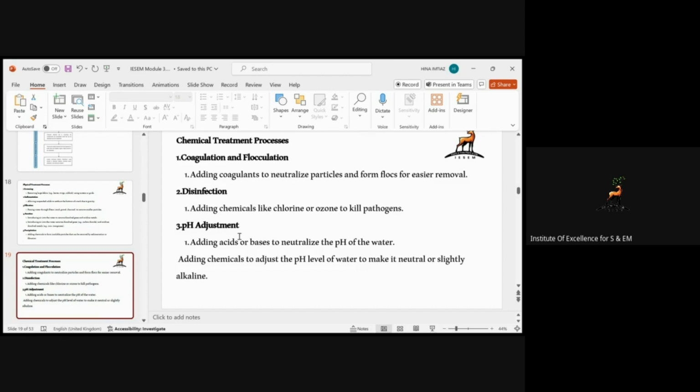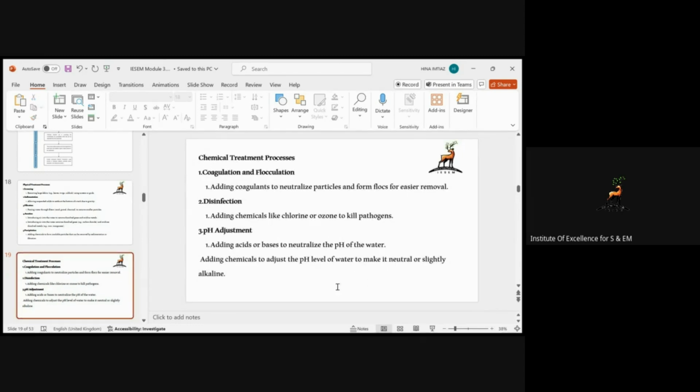The third step, which is a very important step, is pH adjustment. Usually, when the water has been generated after such processing in any kind of industry, the pH becomes acidic or basic. Usually the acidic pH of wastewater has been noted in laboratories until now. So you can add chemicals to adjust the pH and make the water neutral or slightly alkaline.